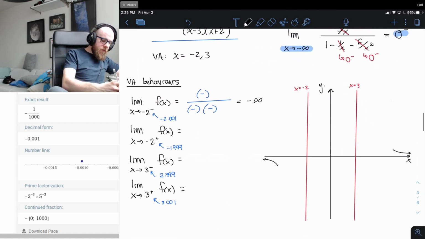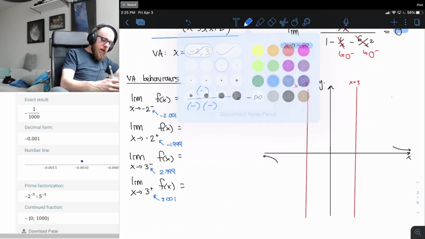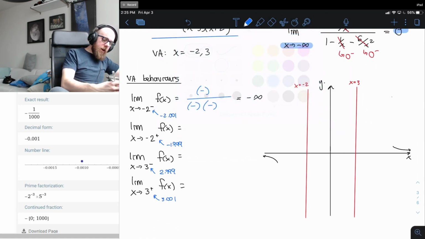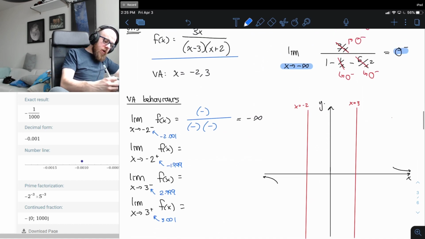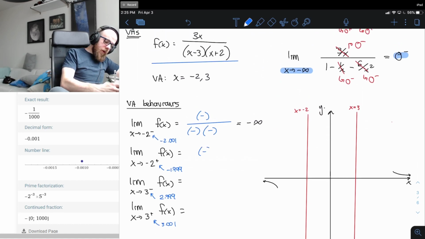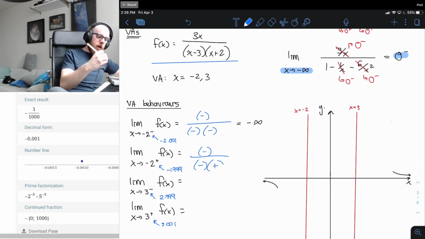Okay. Let's imagine plugging in now -1.999. So my numerator will still be negative. -1.999 minus 3, that'll be negative. -1.999 plus 2, that'll be slightly positive now. So now I have a negative divided by a negative times a positive. That will actually be positive infinity.